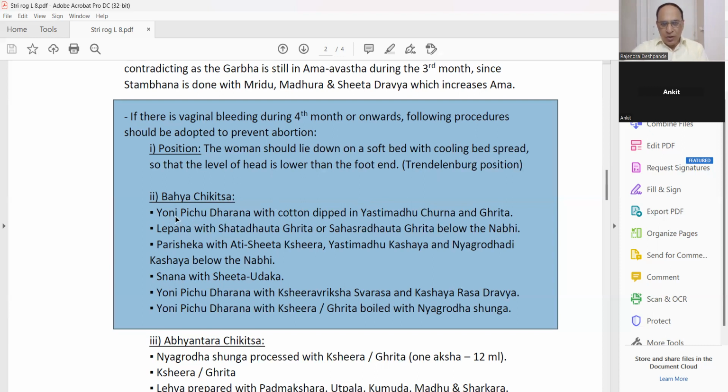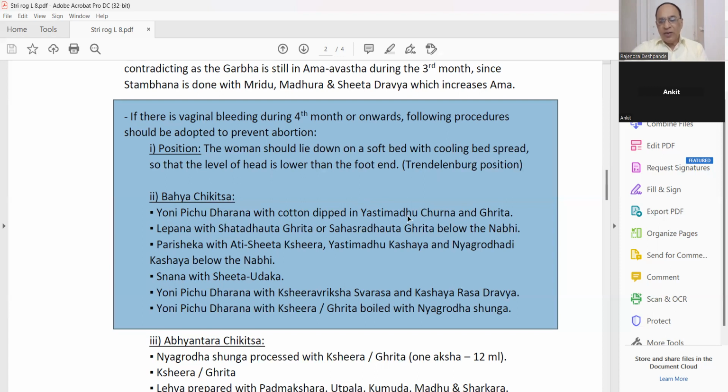This word is also important. Yoni Pichu. Write down. Yoni Pichu. Pichu is a swab. Yoni Pichu. Word is very important. Cotton dipped in Yashti Madhu Ghrita, Churna and Ghrita.